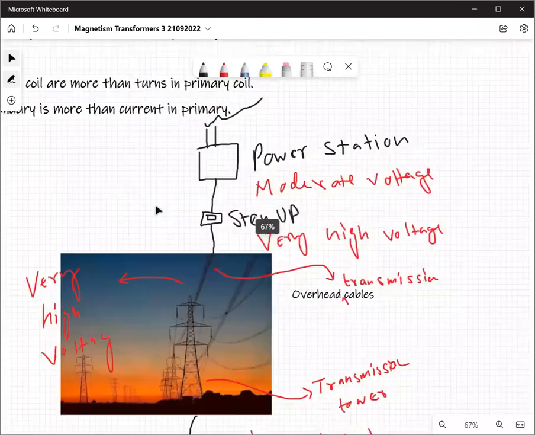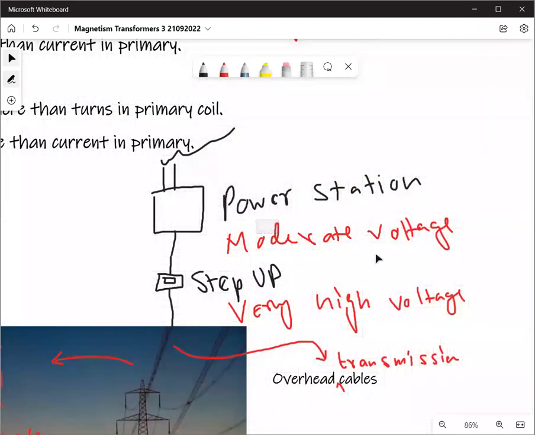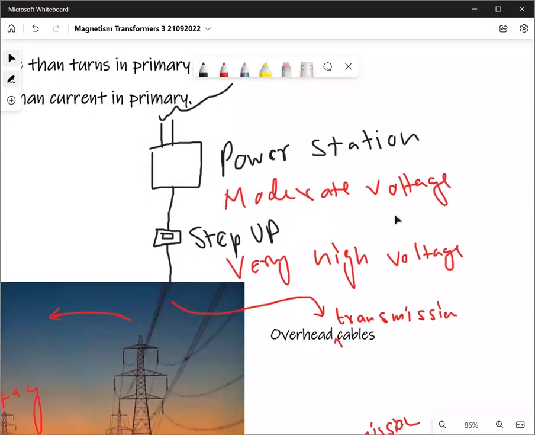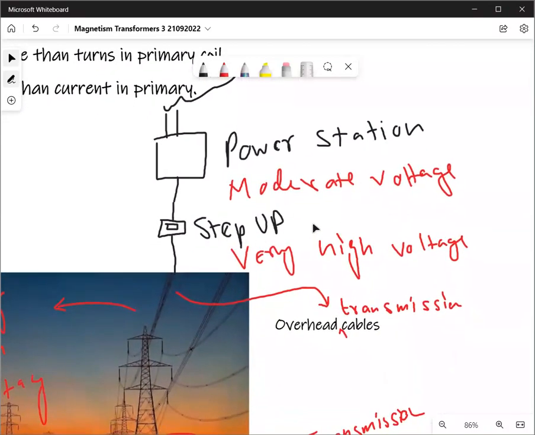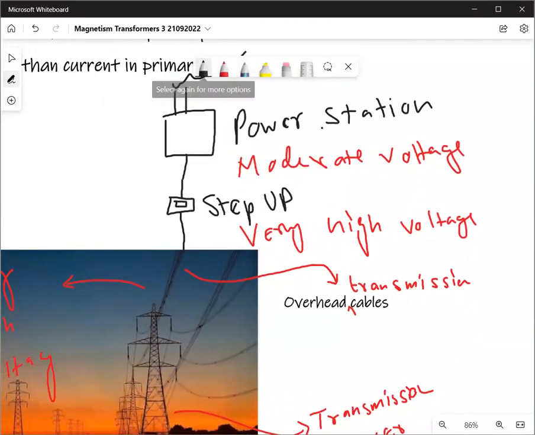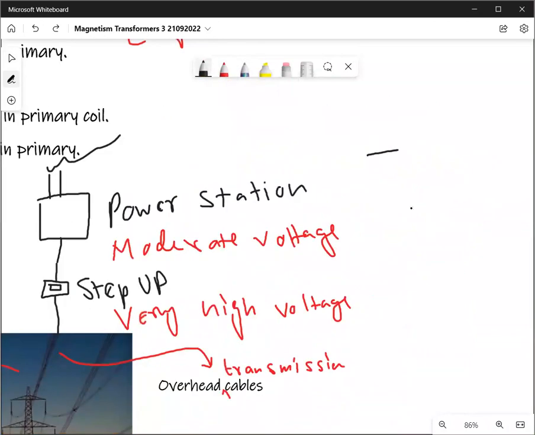Let's start again. You have your power station, moderate voltage. Okay. Then you have a step up transformer, which makes this moderate voltage go very high. Neha, what's happening here in the first section? Tell me.